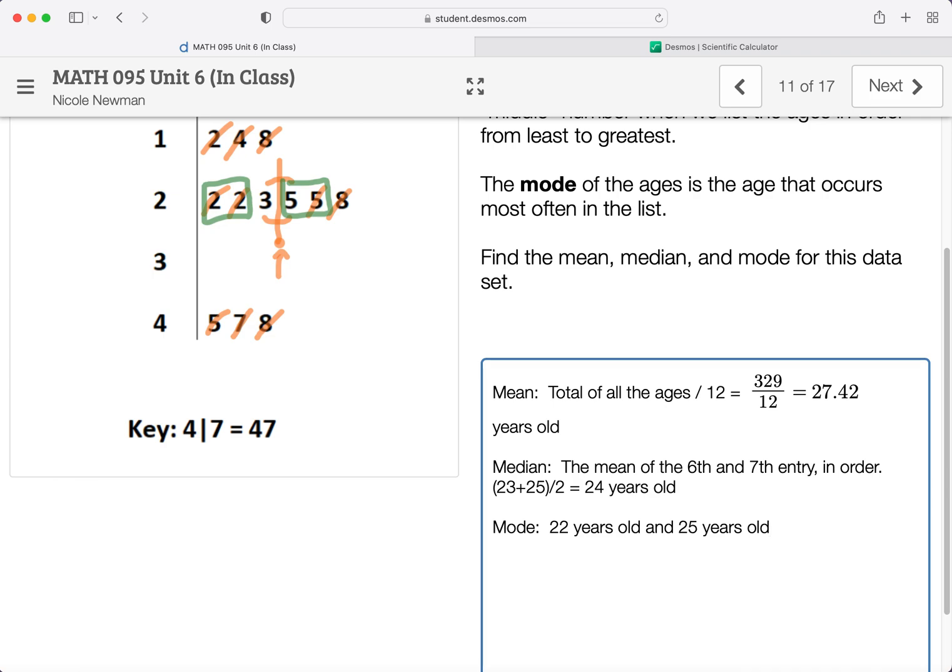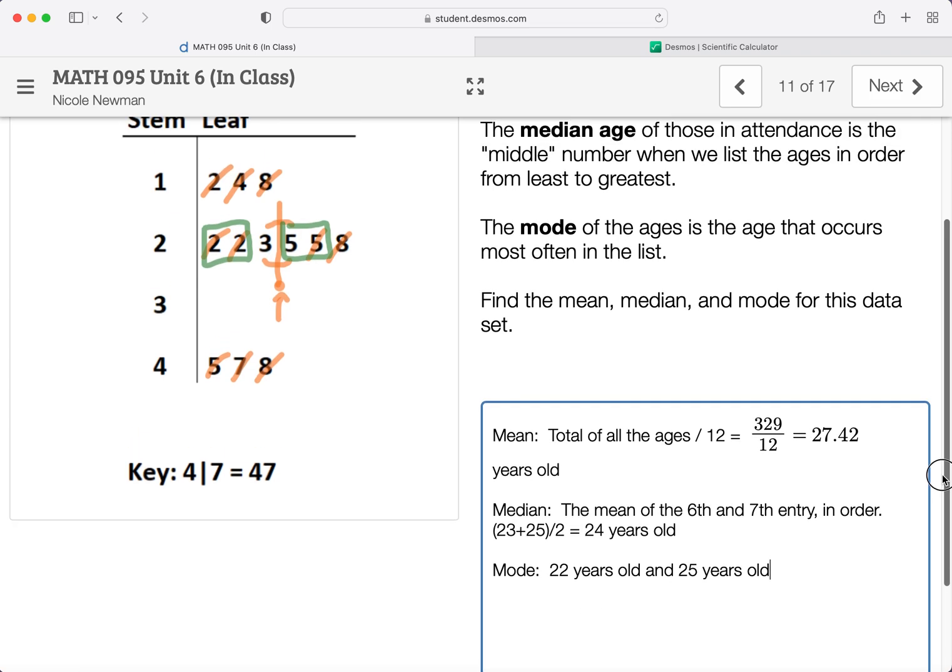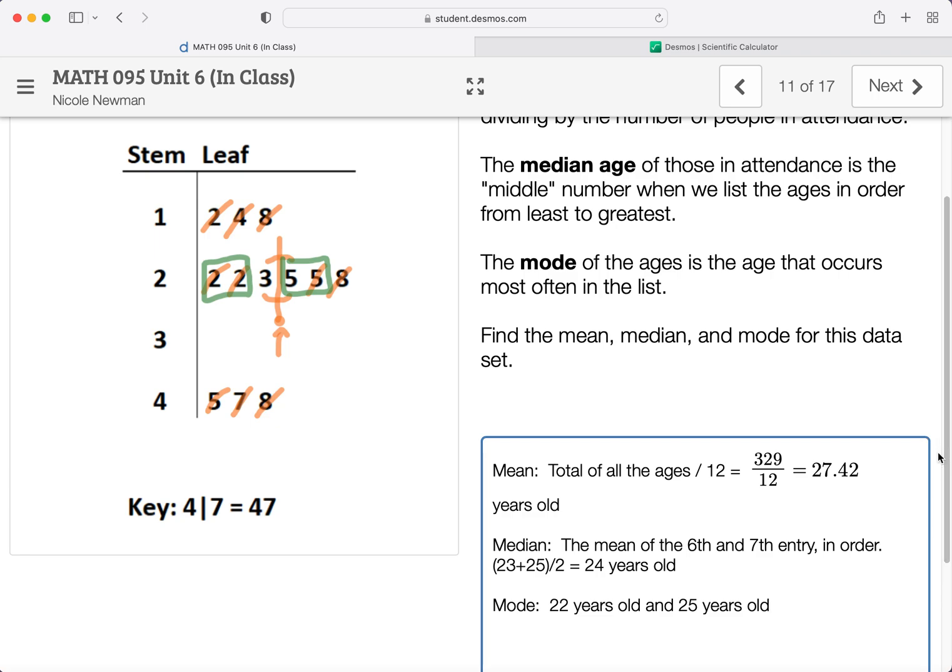You can have more than one mode, you can have exactly one mode, and you can have no mode if nothing repeats. All right, I'd like you to be able to read a stem and leaf plot and do some interpretation like this, like how many data points are there? What's the mean of all of those? Those kinds of things that I've asked in the last two screens. I'd like you to be able to do that.